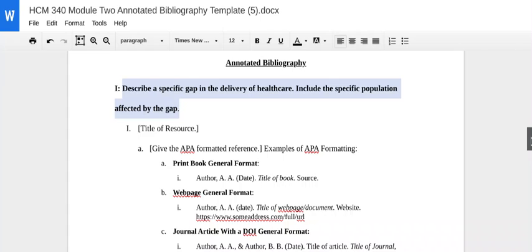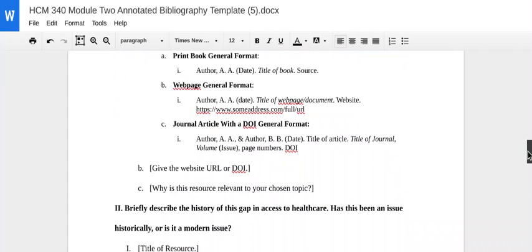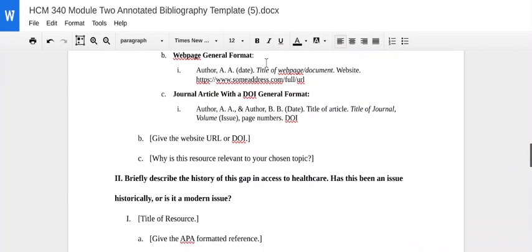And you may want to include the specific population affected by the gap. So what you want this resource to talk about is, if, for instance, you're working with veterans, why is there a mental health problem with care for veterans? What is the issue? Is it that there aren't enough physicians to go around? Is it a problem with geography?